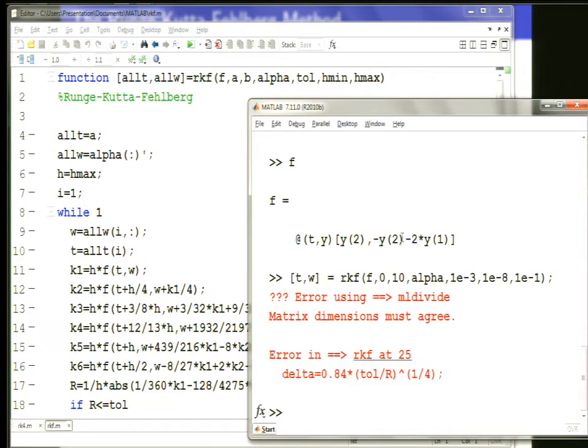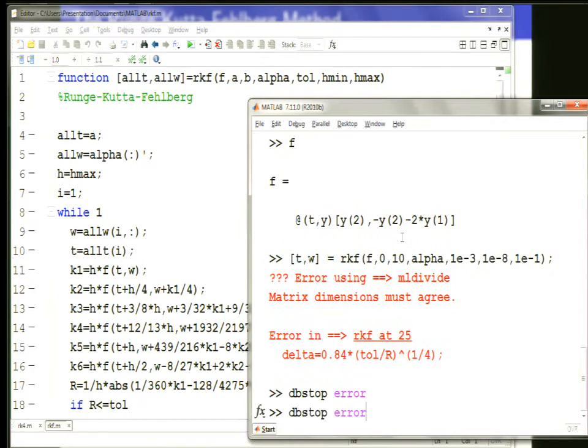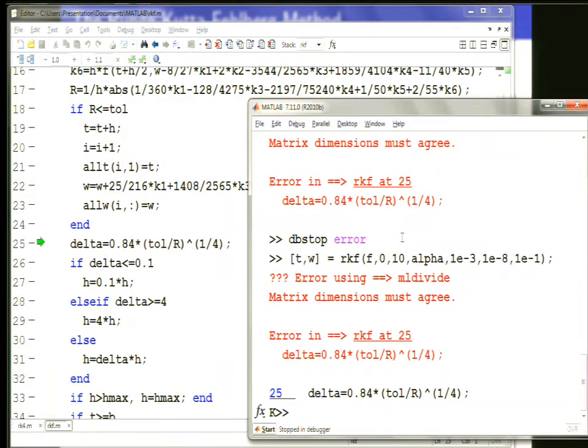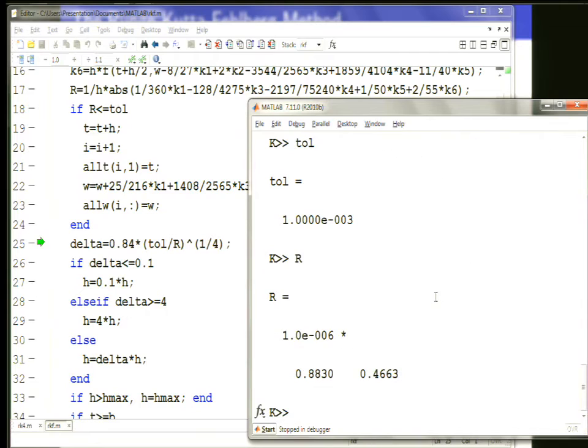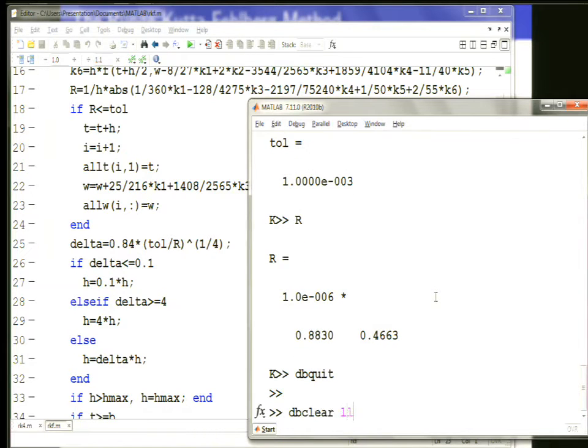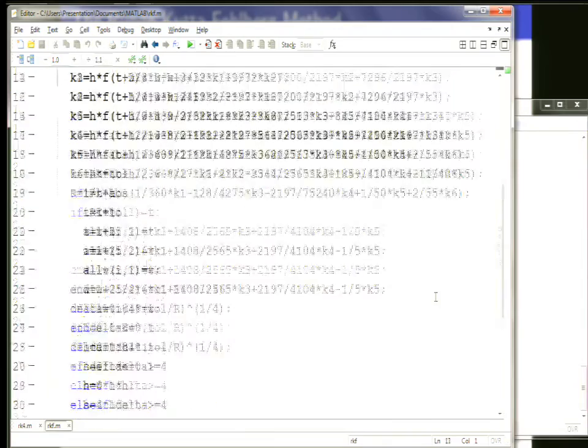And it's crashing there. OK, then I'll teach you some debugging. You do the db stop if error. And then you can look why this is freaking out. Tol is a number. R is a vector. Yeah, I know. Actually, the truth is that this function is really just written for scalar cases.